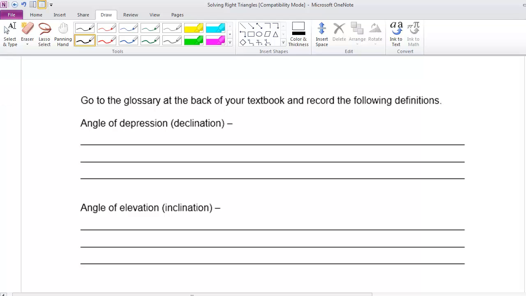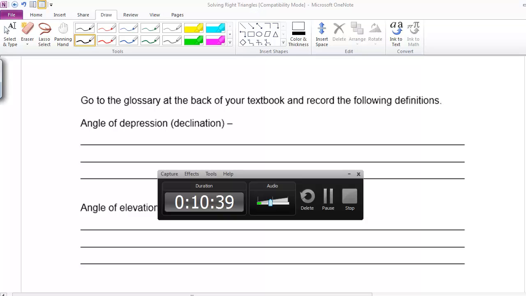What I'd like you to do is to go into your glossary at the back of your book where you have definitions, or go online and find these definitions, and make sure you come to class next day with these definitions recorded.